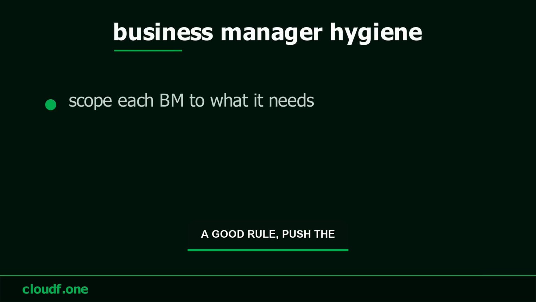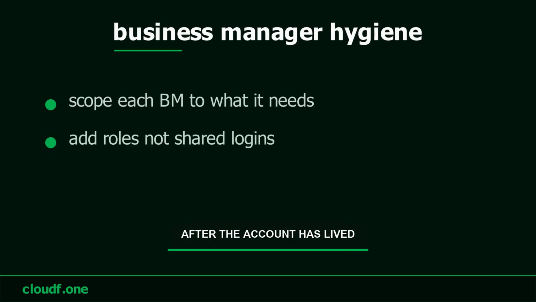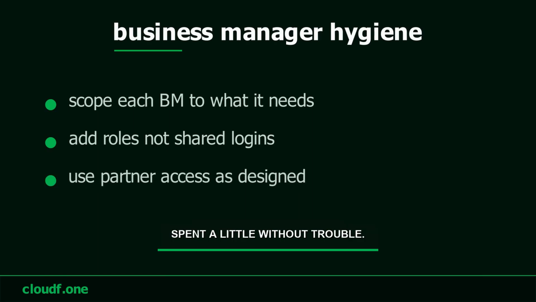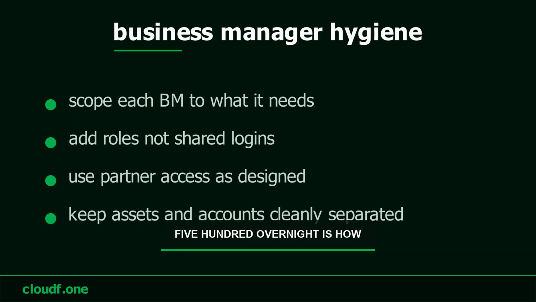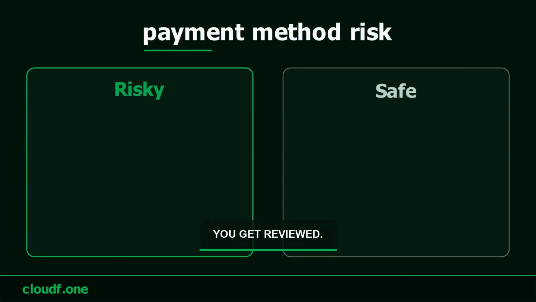A good rule: push the first real budget only after the account has lived a normal life for a week or two and has spent a little without trouble. Ramp up gradually after that. Doubling slowly is fine. Going from $5 to $500 overnight is how you get reviewed.